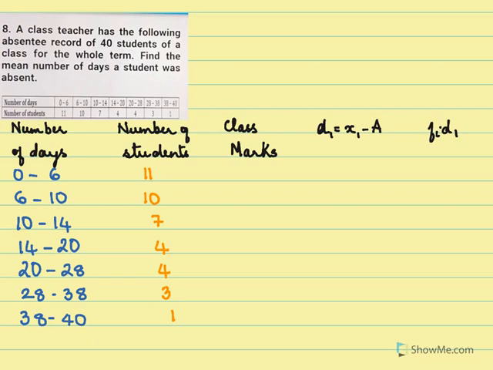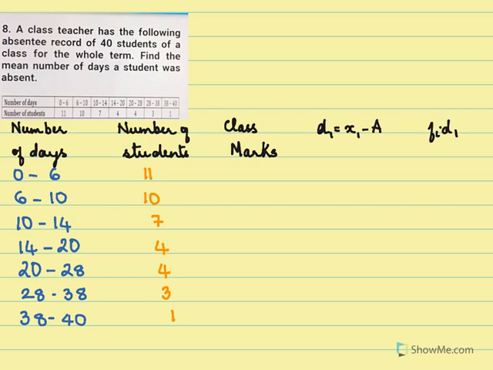A class teacher has the following absentee record of 40 students of a class for the whole term. Find the mean number of days a student was absent. Now this sum is a little different from the other one, because here we have been given class intervals. 0 to 6 there were 11 students. Those students absent between 6 and 10 were 10 students. 10 to 14 were 7 students. 14 to 20 days were 4 students. 20 to 28 days were again 4 students. Then we have 28 to 38 days, 3 students. 38 to 40, 1 student.